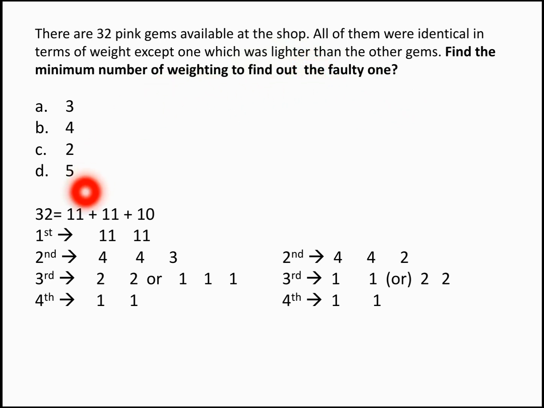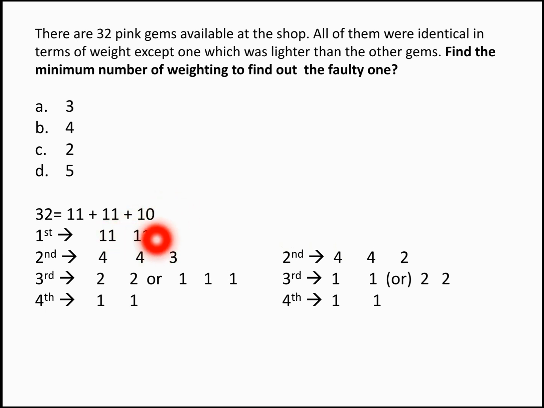Now, here you have 32, which we can split as 11 plus 11 plus 10. And the first two 11s is what I'm going to weigh the first time. If this is equal, then definitely the lighter one is going to lie in the 10 gems that are available, right? So in both the cases, this is going to be my first weighing. So first weighing is done, right?